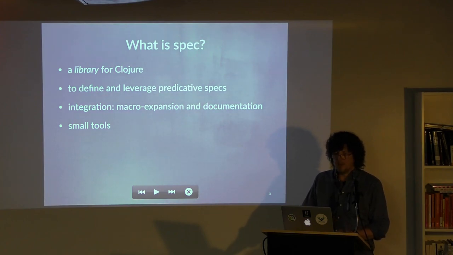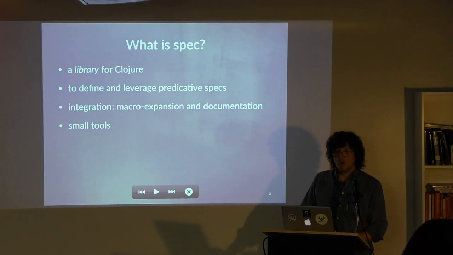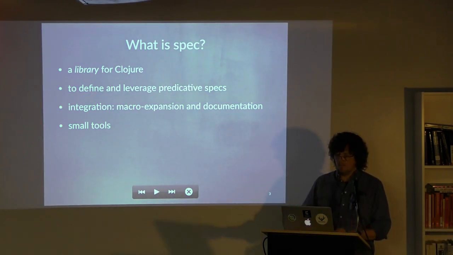And integration points are relatively small. So we've built a little bit of code inside Clojure itself to allow macro expansion to talk to specs. And we've built a little bit more support so that the documentation string system will look to specs and enhance the doc strings with specs. But overall, spec is a set of small tools. It's not like a giant, monolithic thing.